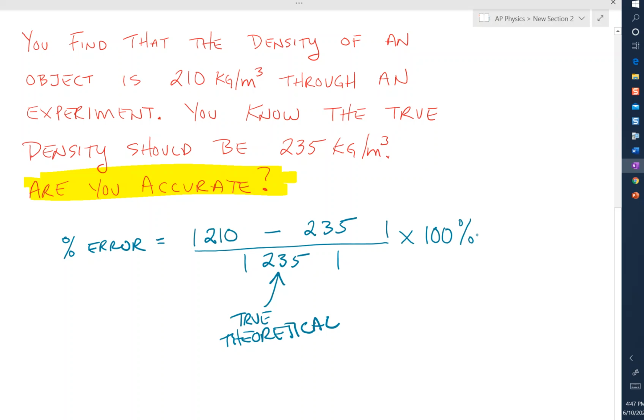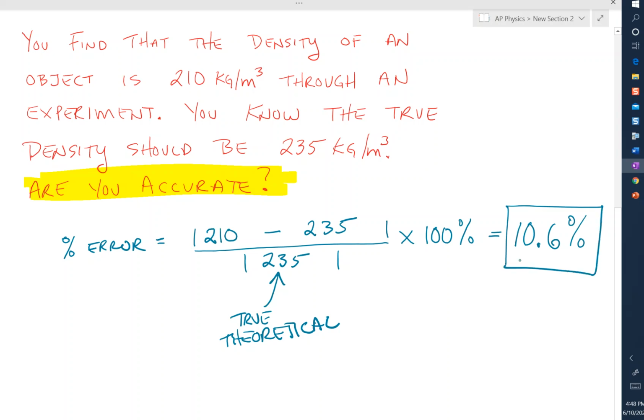I'm going to do this real quickly on my calculator. You can do it on yours as well. The absolute value of 210 minus 235 is 25, and then I'm going to divide it by 235, and multiply it by 100 to get it in percent. Here's what I get: 10.6%. That is my percent error.